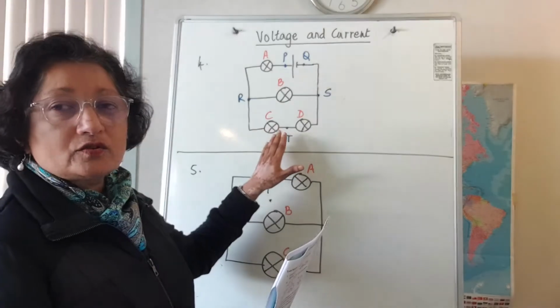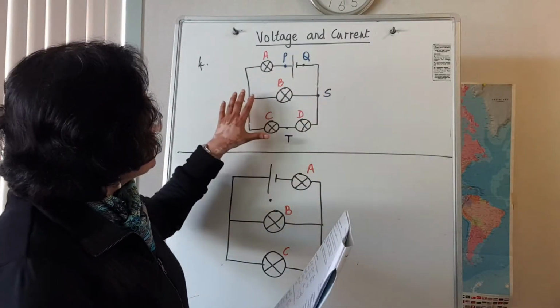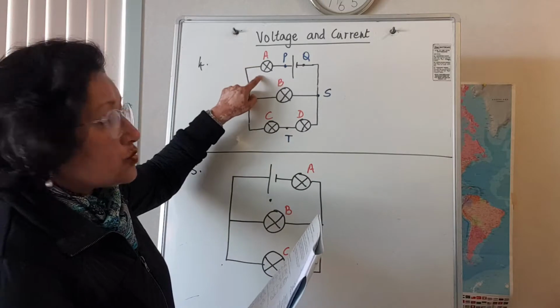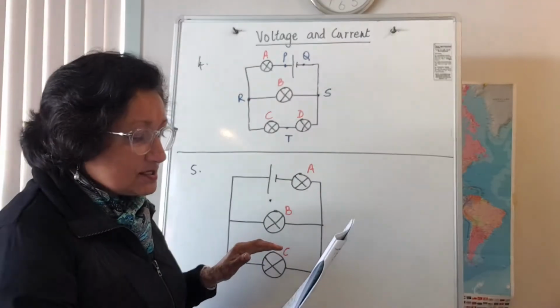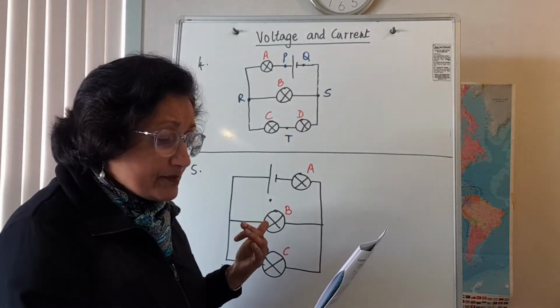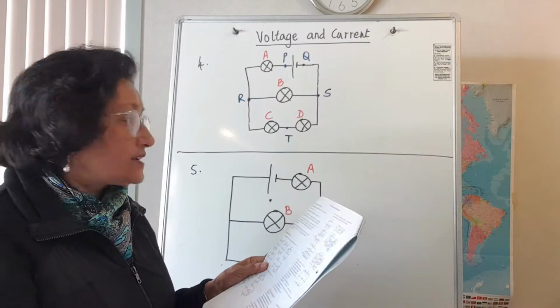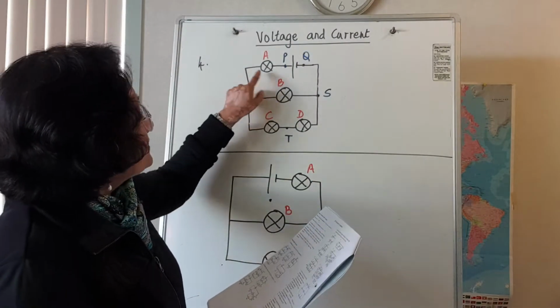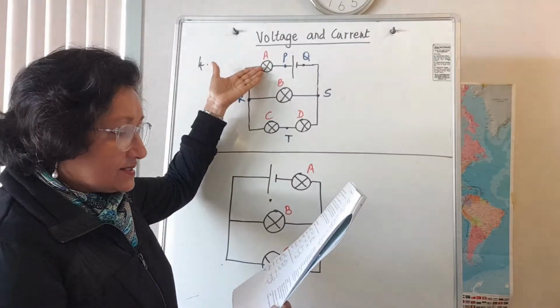I've drawn the question, the diagram on the board, and here is a circuit with one lamp in series with the source, and these are your two parallel branches. Which lamp will have the greatest current? That is your question A. Explain which lamp has the greatest current. The greatest current is what's drawn from the battery, so lamp A will have the greatest current.